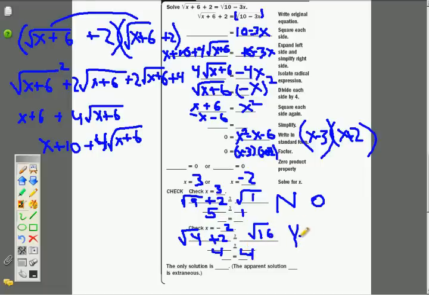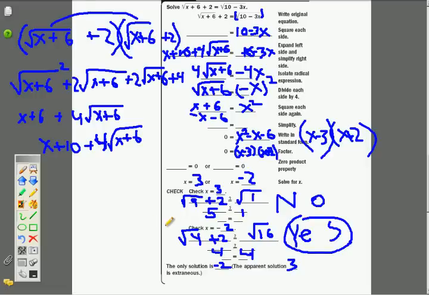Yes. So I know some of you guys are thinking, oh, well, the extraneous is always the negative. Not the case. In this one, our correct answer is negative 2. And the apparent solution, 3, was extraneous.